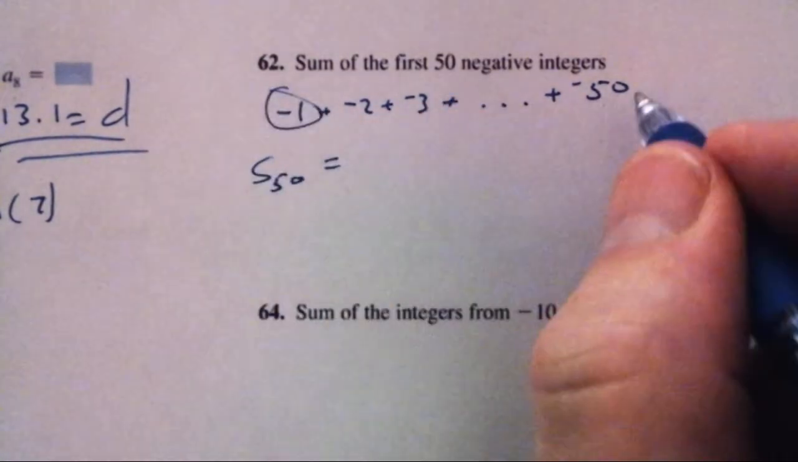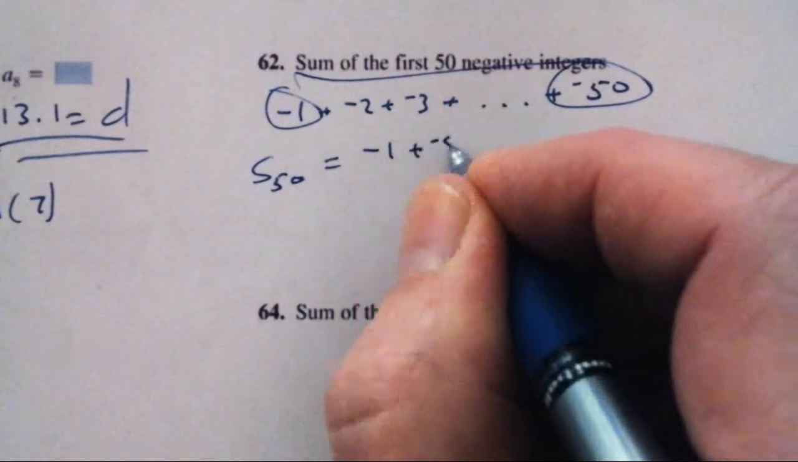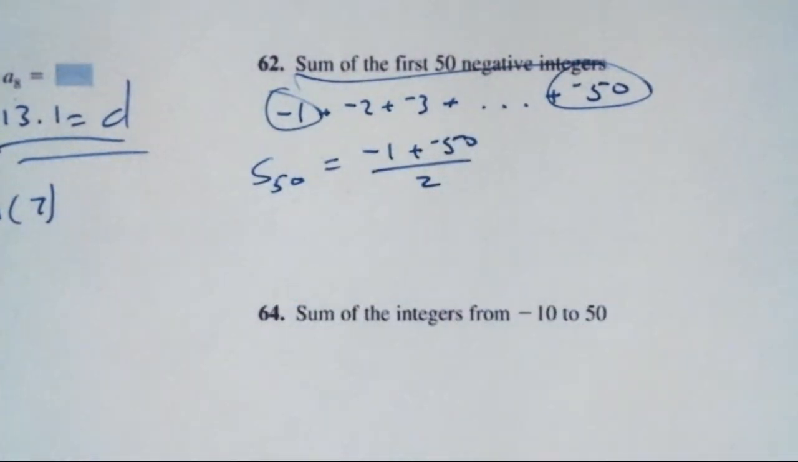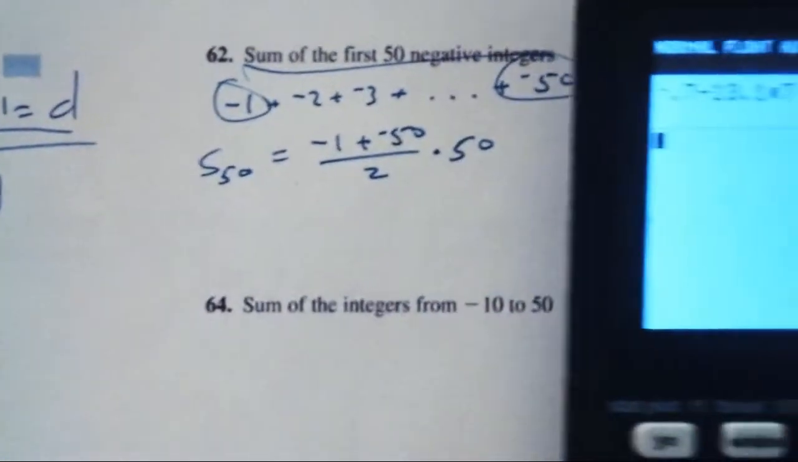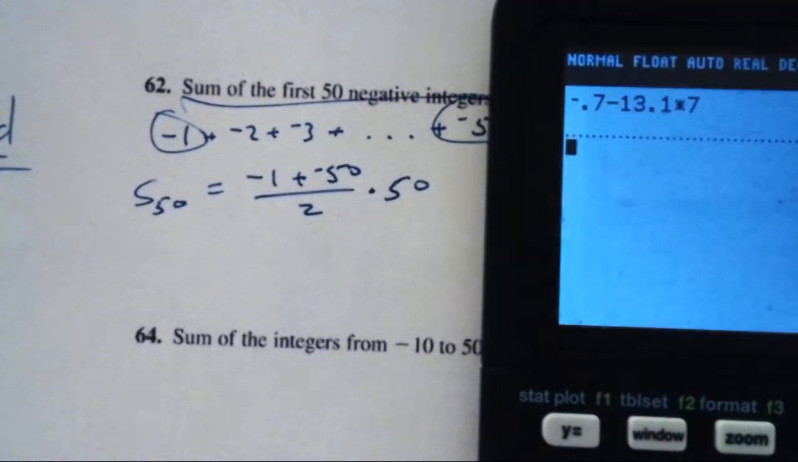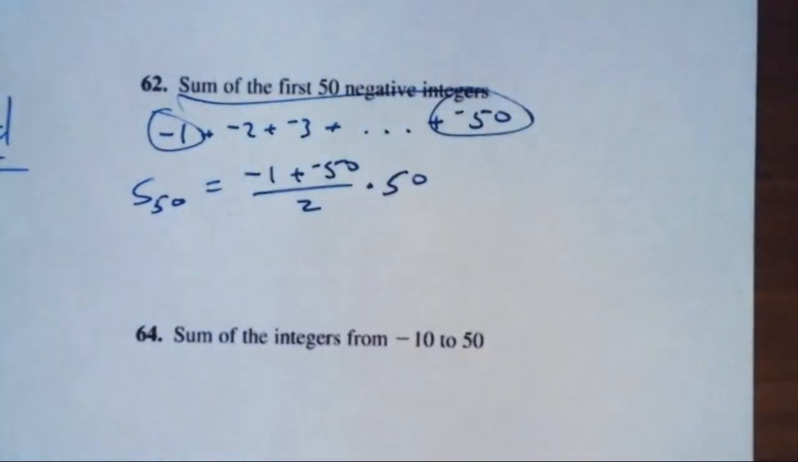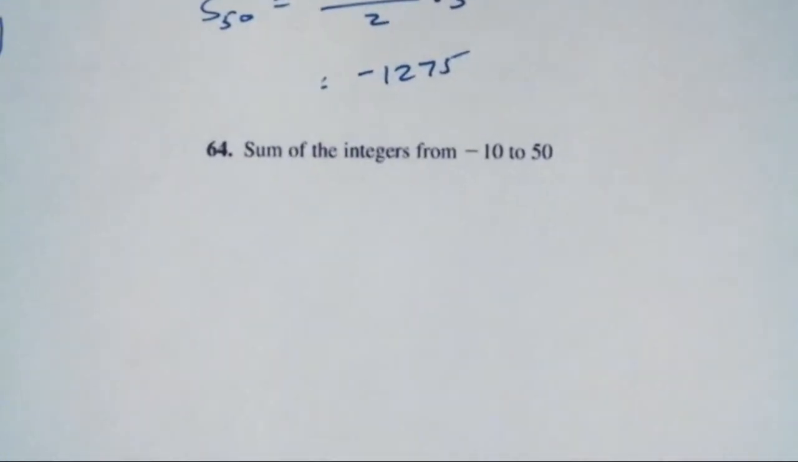The average term is negative 1 plus negative 50 over 2. That would get us right into the middle of our terms. Take that times the number of terms, and once again we have it. So let's see, that would be negative 51 divided by 2 times 50, which is 1275. Negative 1275.